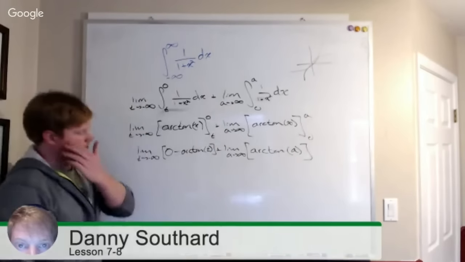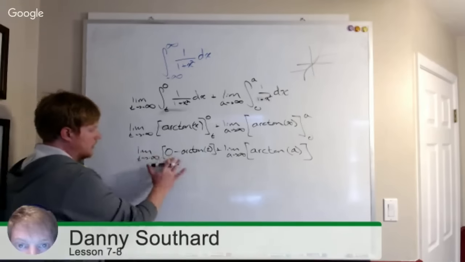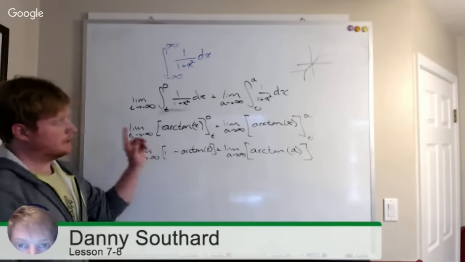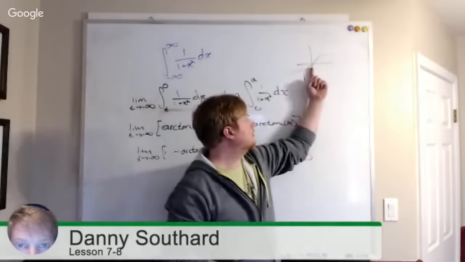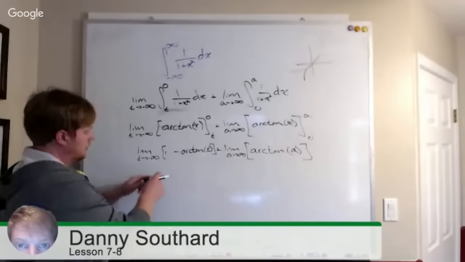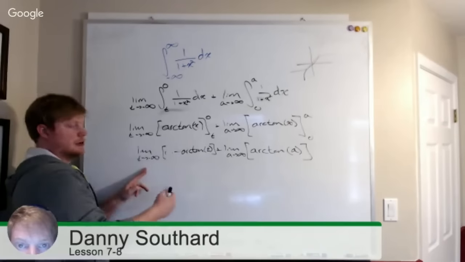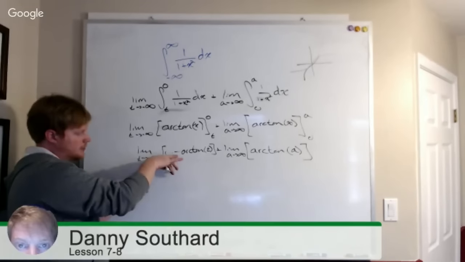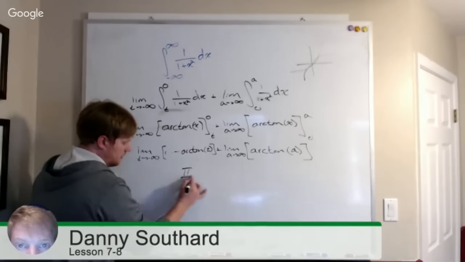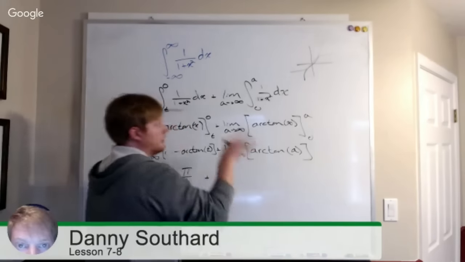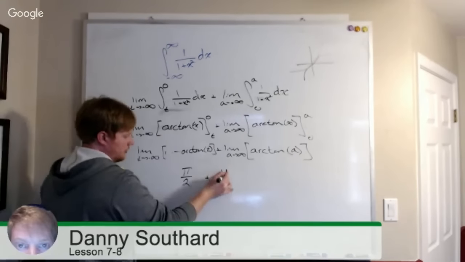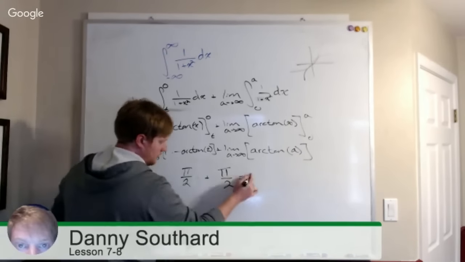Again, arctan of 0 is 0. So we just have a negative arctan of t. We plug in negative infinity. Well, let's see. Arctan is bounded above and below by pi over 2. So as we go to negative infinity, we approach negative pi over 2. So negative negative pi over 2 gives me a positive pi over 2, plus as arctan goes to positive infinity, I approach pi over 2. So this becomes pi.